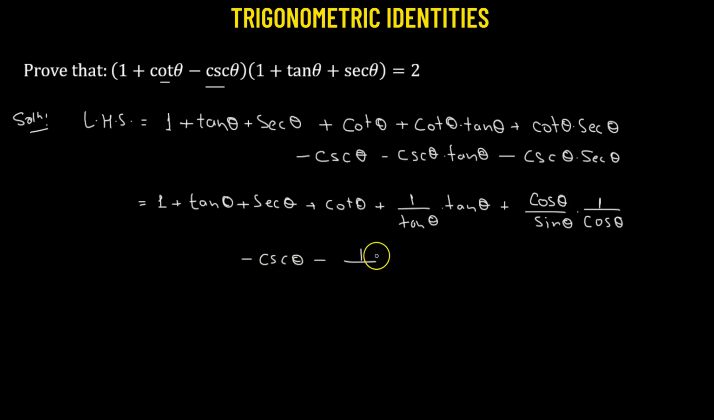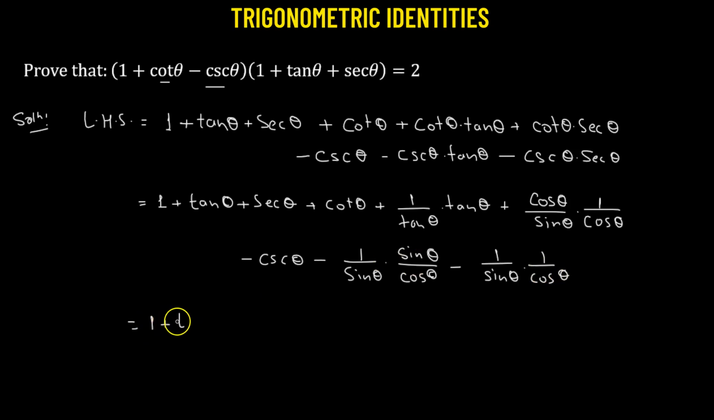Or we can convert csc θ to the reciprocal of sin θ, and tan θ is the ratio sin θ over cos θ, minus, so we have csc θ, which will be 1 over sin θ, times sec θ, which is 1 over cos θ. Now let's further simplify this.